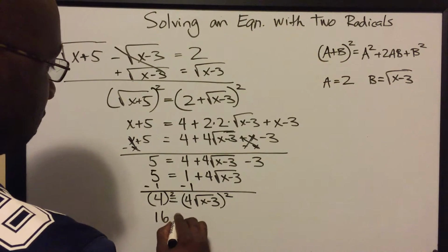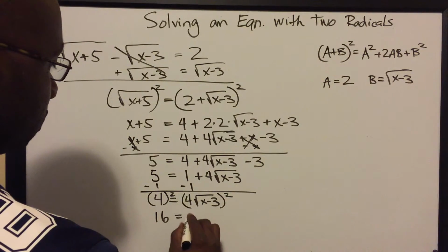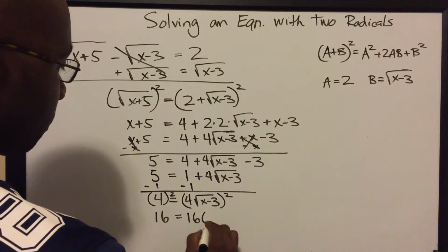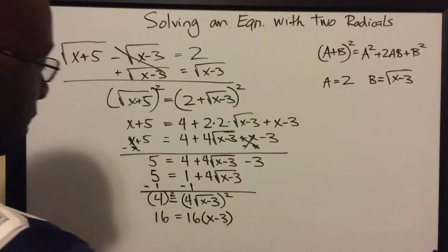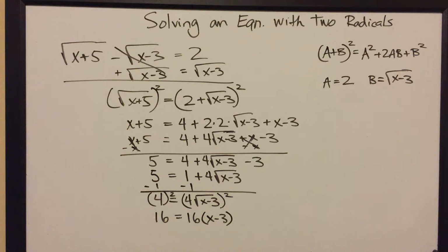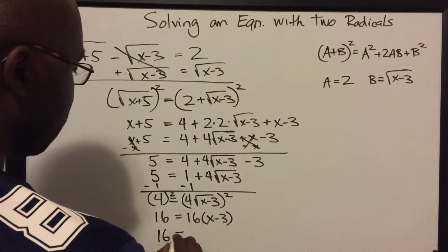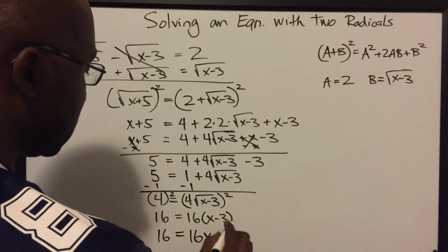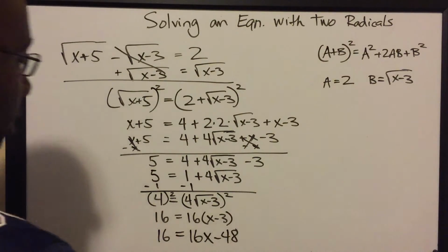This will be 16 is equal to 16 times x minus 3. So 16 is equal to 16 times x minus 3. Now, that 16 I can distribute through that parentheses. So this would be 16 is equal to 16x minus 48. 16 times 3, that's 48.